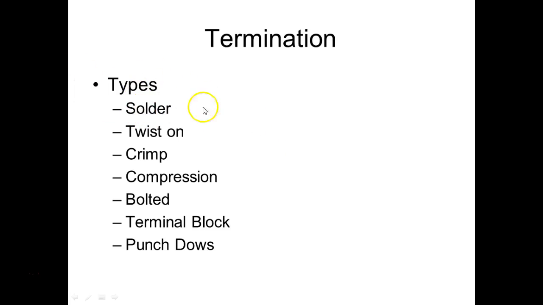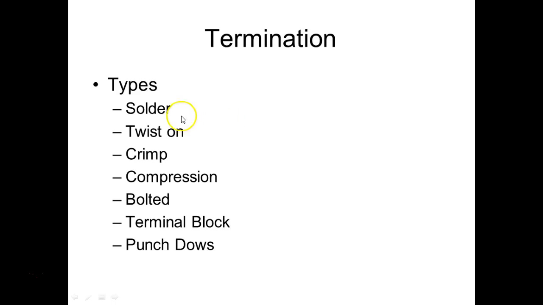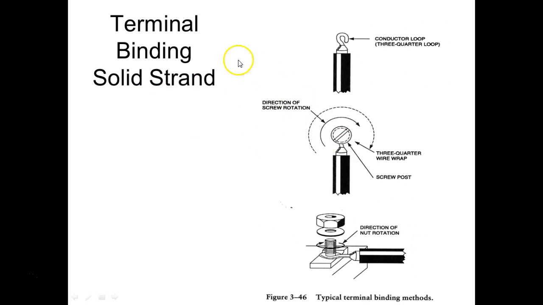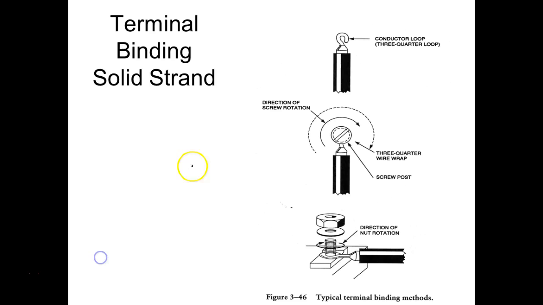Termination: we looked at solder termination, we've already looked at twist-on, crimp-on. What's nice about stranded wire is that stranded wire can actually be wrapped around the screw. Now, one thing that gives people a lot of problems is when you come up here and pre-bend your wire. So what you do is you start off by pre-bending your wire into a hook, and you don't complete the hook. You just take the wire and pre-bend it into a hook.